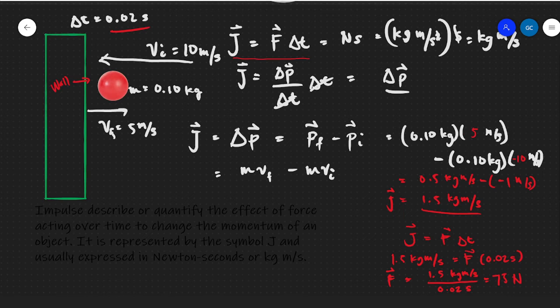Sabihin, the wall applied 75 newtons towards the right dun sa ating 0.10 kilogram na ball. Okay? So that is how we can compute for the force that affected the change in momentum. Or sa change of momentum natin, nagkaroon tayo ng 1.5 na change in momentum mula ron sa negative 1 meters per second. So that is the change. Yun yung change natin sa momentum. Okay?